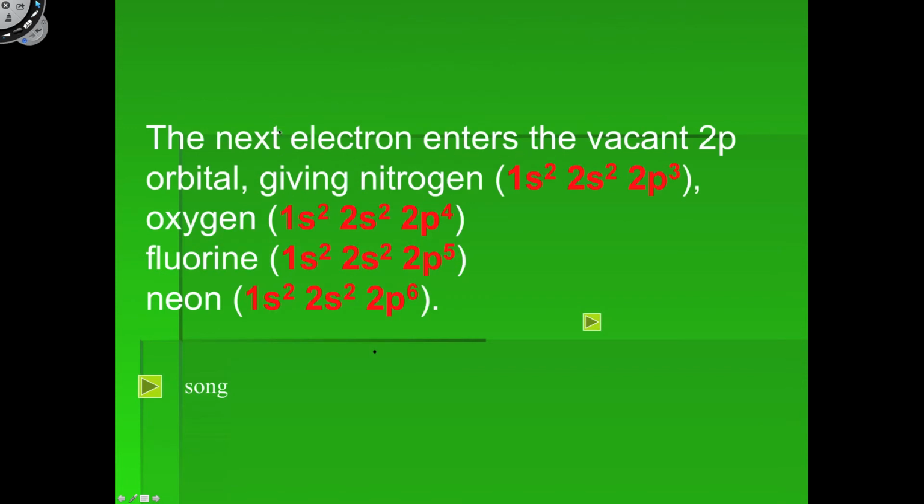And there would be the rest of your electron configurations for the second row, or the second period of the periodic table. You can add up the exponents and tell. 3 plus 2 is 5, plus 2 is 7, there's nitrogen. 4 plus 2 is 6, 6 plus 2 is 8, there's oxygen. Fluorine is 9, and neon is 10.